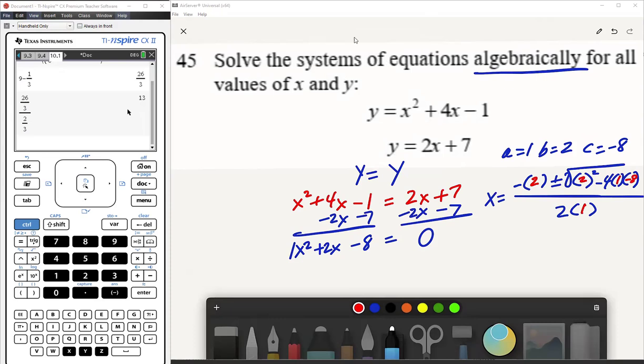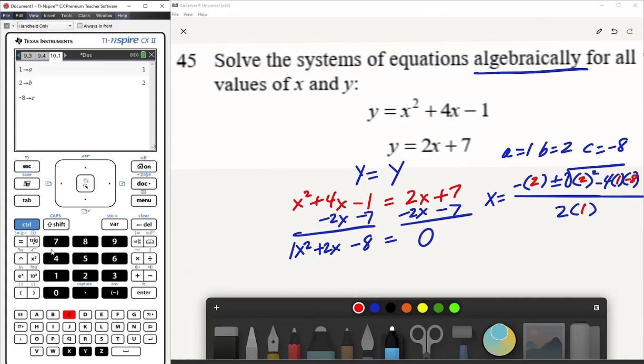The one thing I can tell you, I'm going to do menu 15. For these questions, the b squared minus 4ac is almost always going to be a perfect square. If you want to check it, you can, but I'm just going to keep it moving. So I'm going to do 1 and store that into a, then 2 and store that into b, and then I'm going to take negative 8 and store that into c.